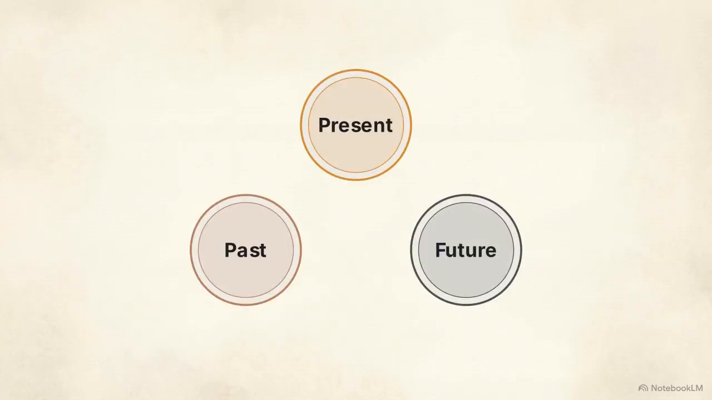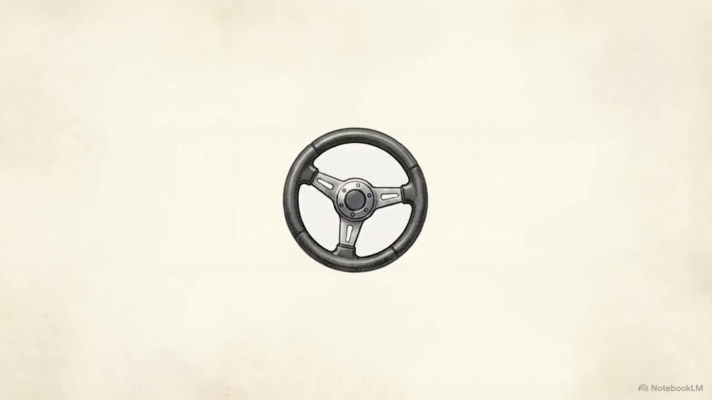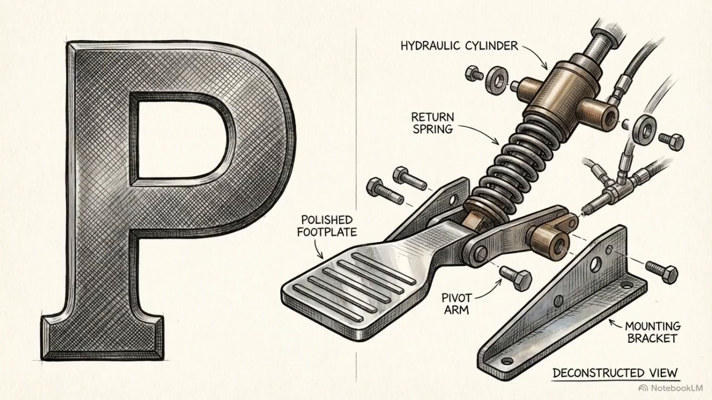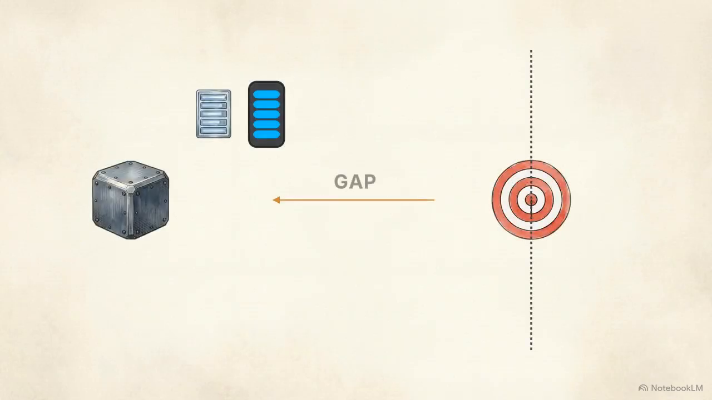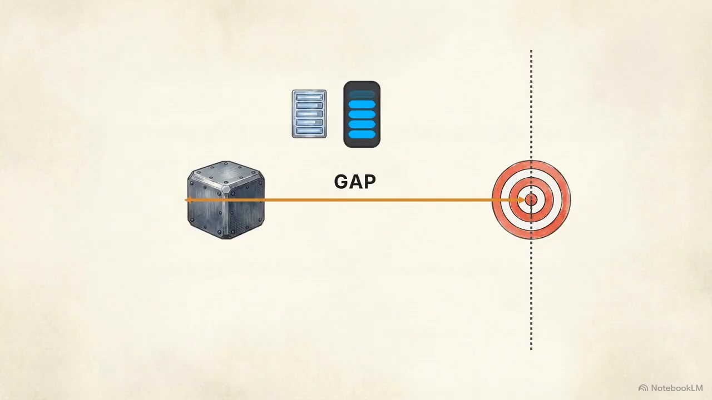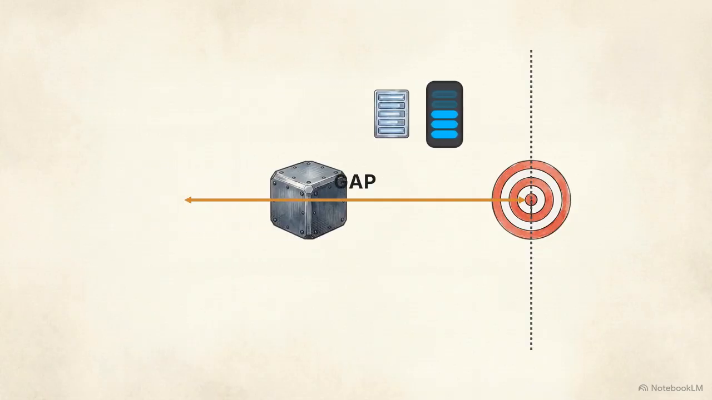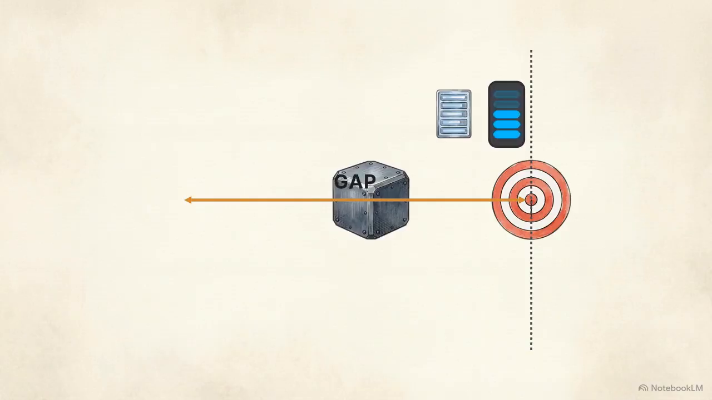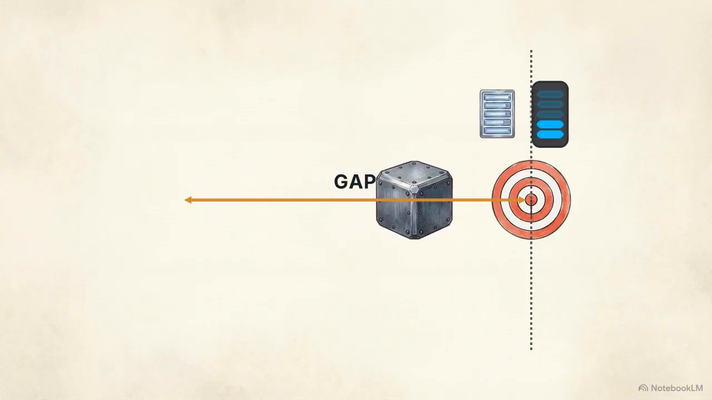It's a mathematical smart driver that looks at the present, the past, and the future to steer the machine. The first part is the proportional term, or P. You can think of this as the gas pedal. It decides how hard to push based on the current gap between the machine and its target. If the machine is far away, the controller pushes hard. But as the machine gets closer, the controller begins to let off the gas, pushing more and more gently as the gap shrinks.